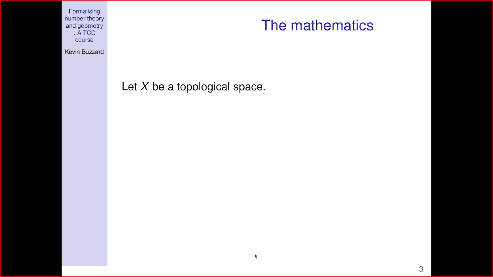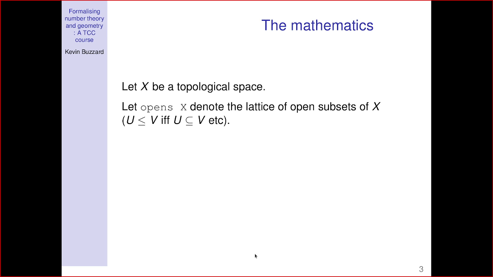So let X be a topological space. And the idea is I want to talk about sheaves and pre-sheaves on X. So the way this works is that first of all, we make a category. I mean, we don't have to, but that's the language which is going to be used, so we may as well. Let's make the category of open subsets of X. So that's a category whose objects are open subsets of X.